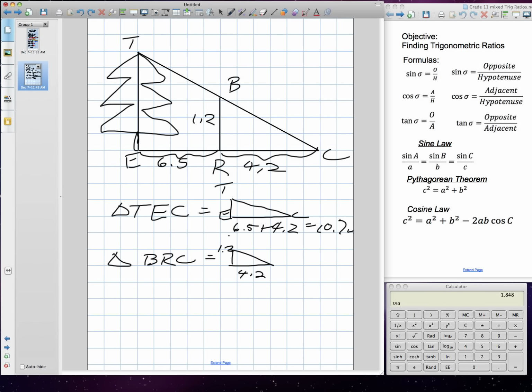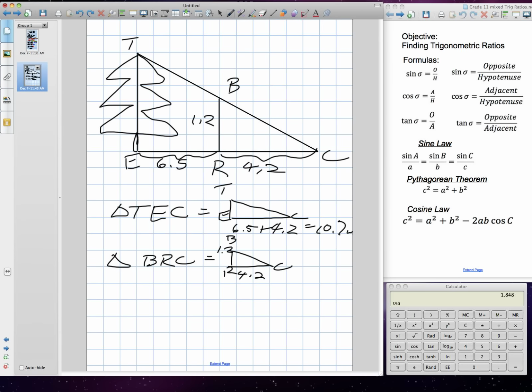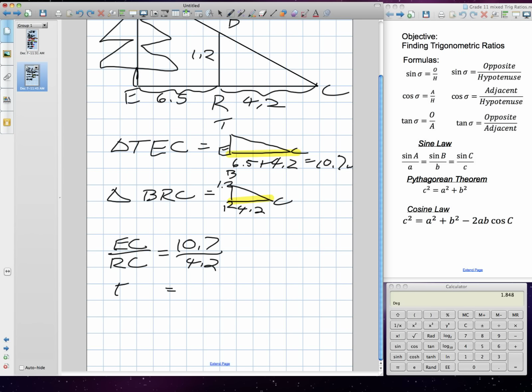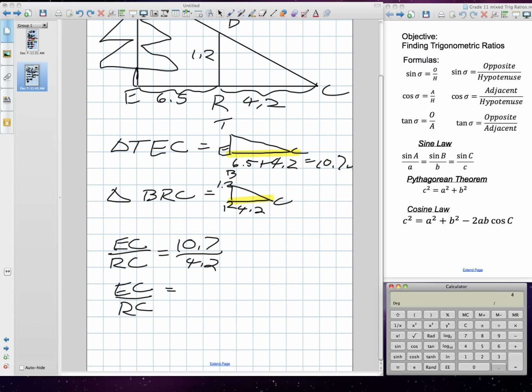With our TEC and BRC, again we have to find the scale factor using the bases of both triangles, but this time side EC has a different measurement. Side EC in this case is 10.7, and we're referring to side RC, which is 4.2. When we divide the two to find our scale factor, which is, again, that's called our K, we get 2.54.